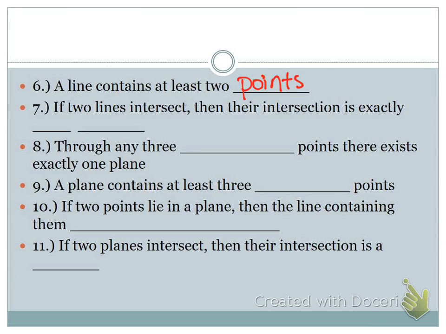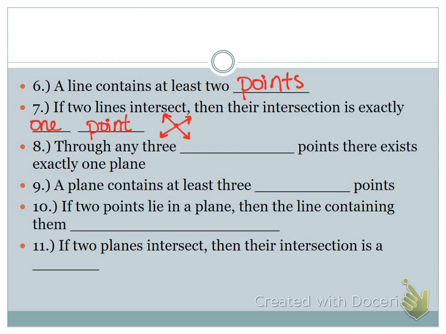If 2 lines intersect, then their intersection is exactly one what? Point. 1 point. 2 lines intersect, there's 1 point. If you want to be drawing little pictures by these, you could. You don't have to, but you can if you want.